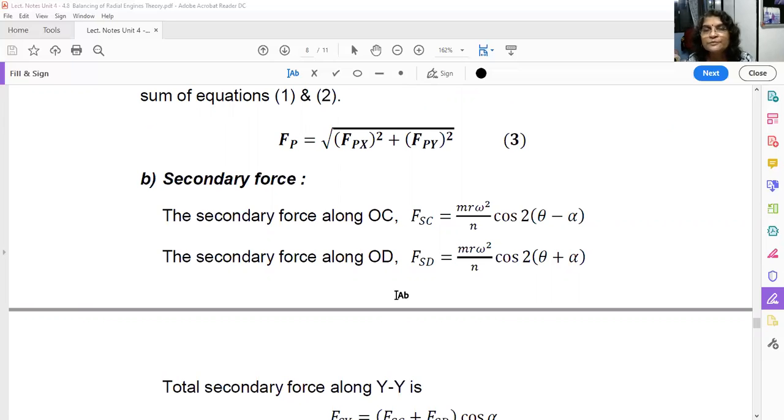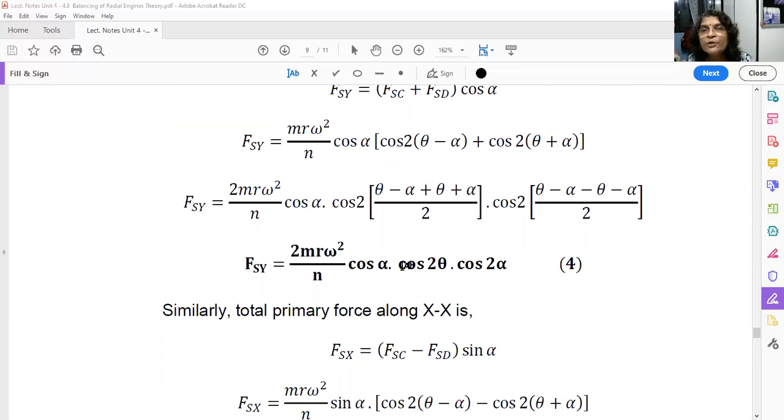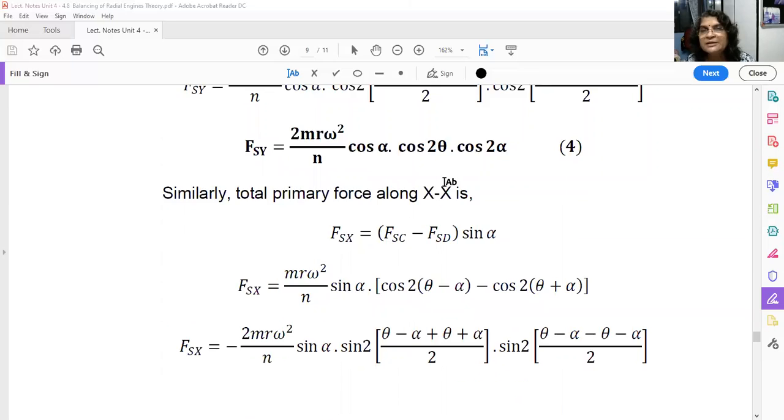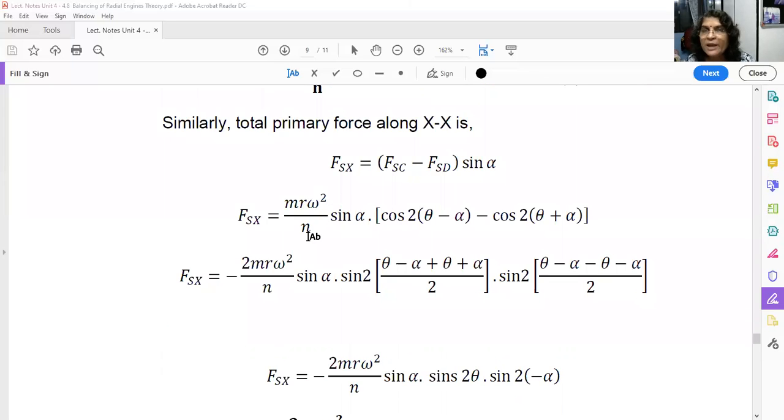Okay. So here, putting the value of Fsc and Fsd. So mr omega square upon n is common. This sin alpha will also be common. So what is remaining in the bracket? Cos 2 theta minus alpha minus cos 2 theta plus alpha.